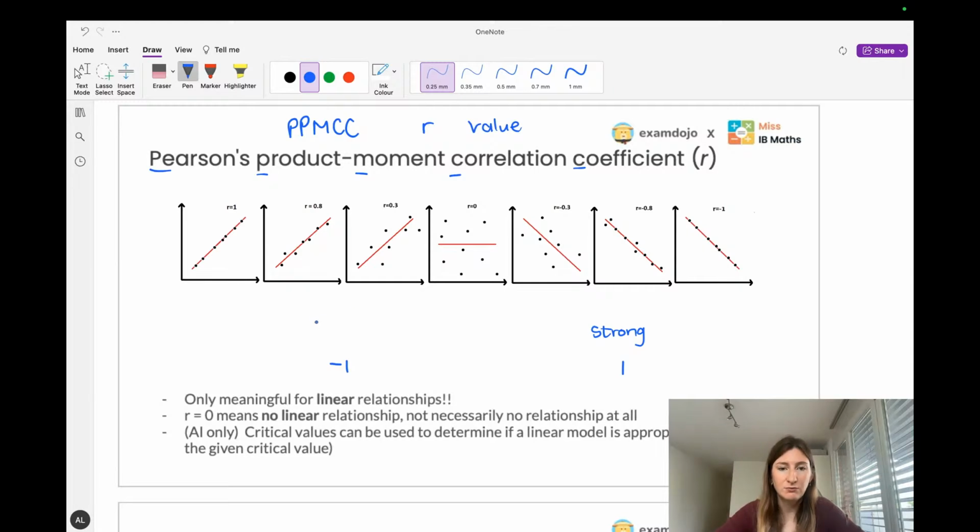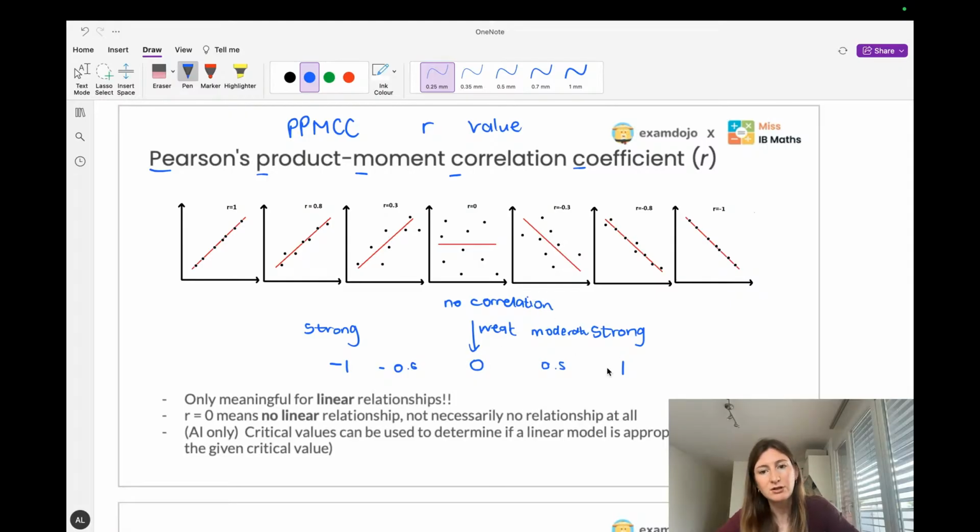So -1 you might think is weak, but actually -1 is strong as well. What is weak is 0 in the middle. So think 0 correlation, that is weak. And then on the scale, it can be values like 0.5, that would be our moderate, and -0.5. Let's put that weak is more here, and then at 0, no correlation. So the closer to 0 you get, the weaker it is. The closer to 1 you are, or -1, the stronger it is.